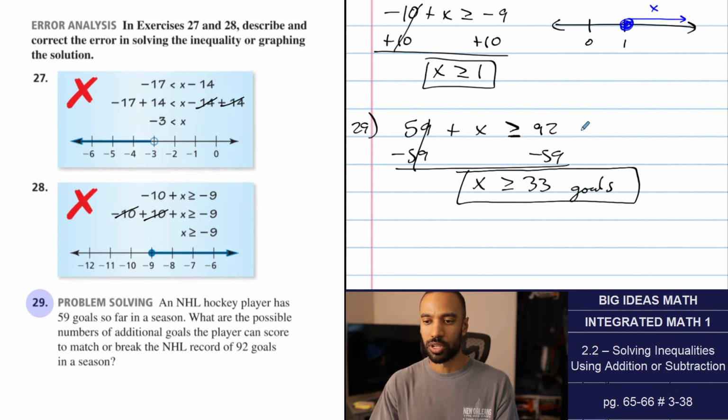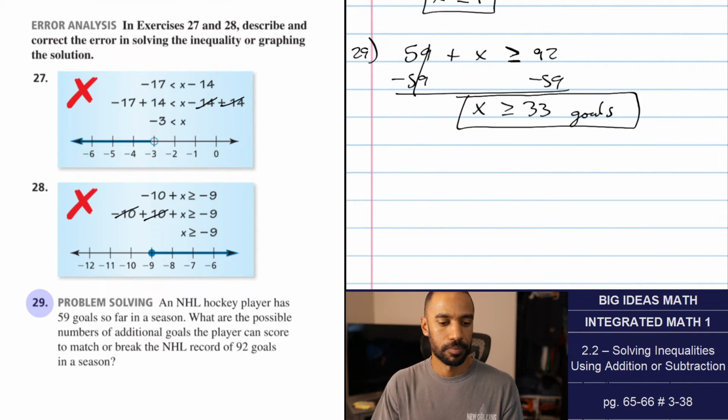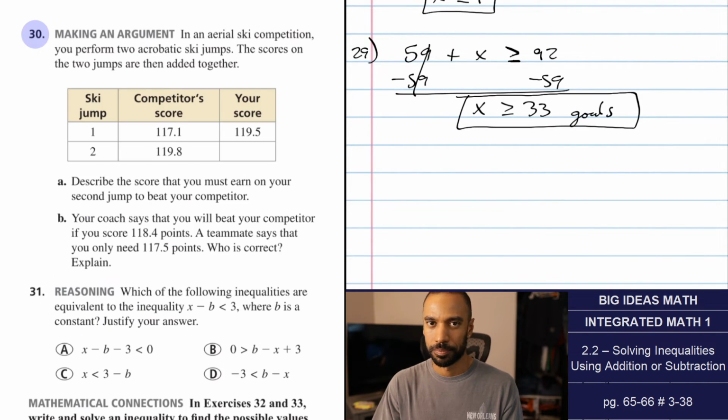So that's how many goals they're going to have to do, 33 or more. Good luck. Number 30, making an argument.